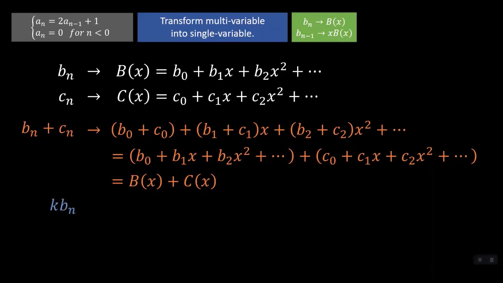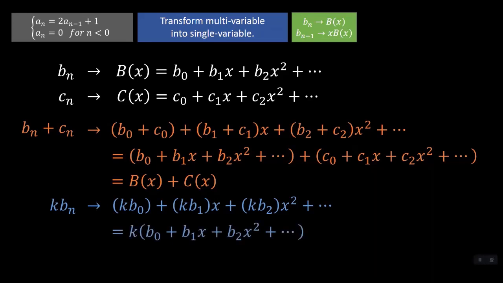Another property. If we multiply b of n by a factor, which we will call k, then the polynomial would be as follows. We can group k out, and what remains is k times b of x. So if we multiply a sequence by k, the polynomial will also be multiplied by k. These two properties together are called linearity. One more property, and let me demonstrate it with two examples.